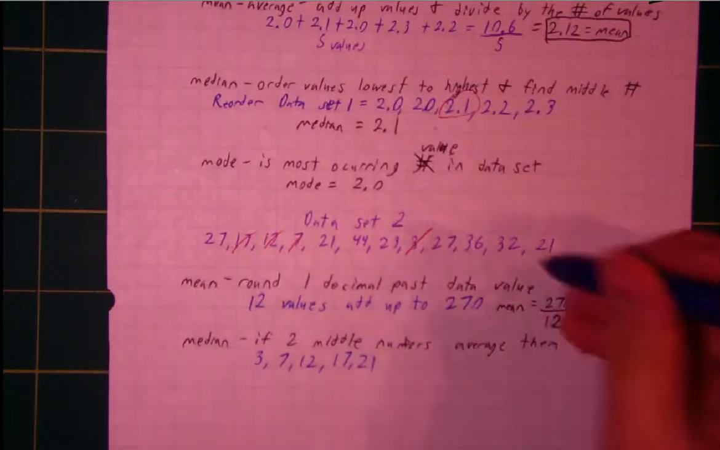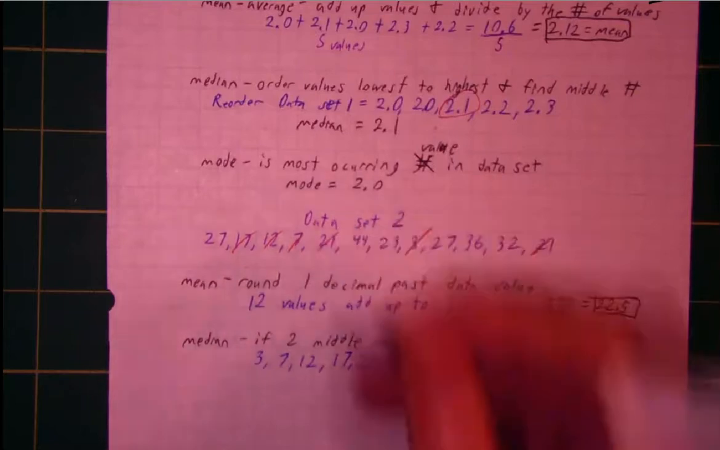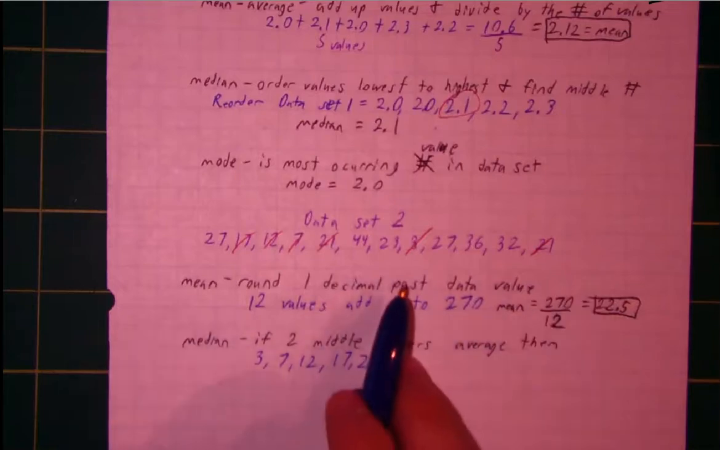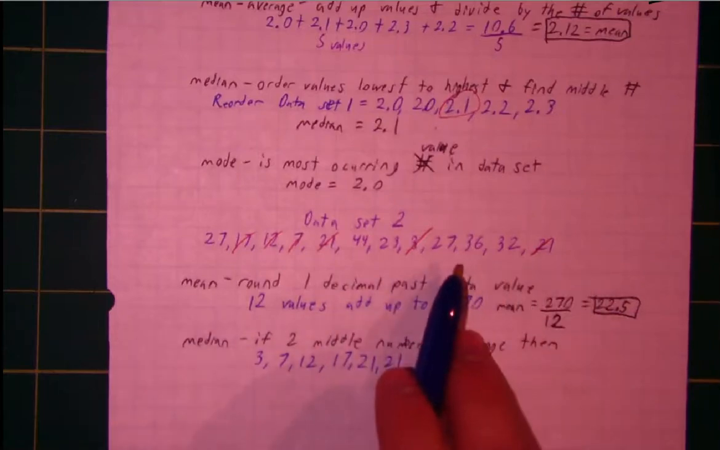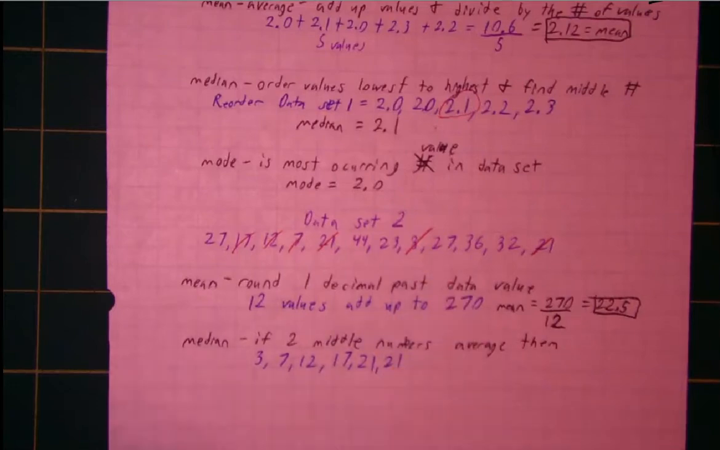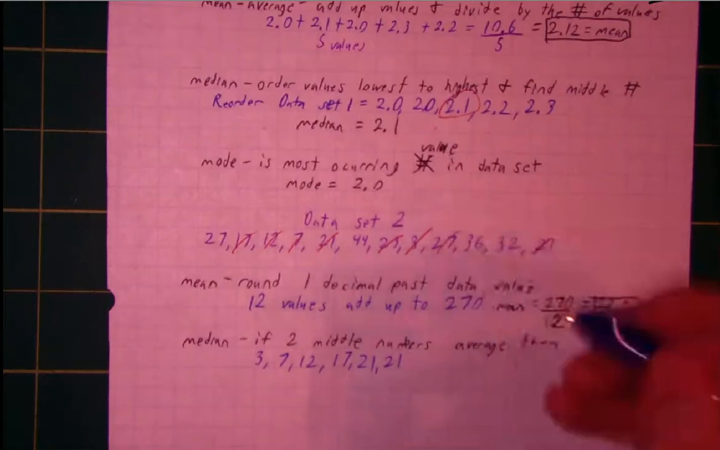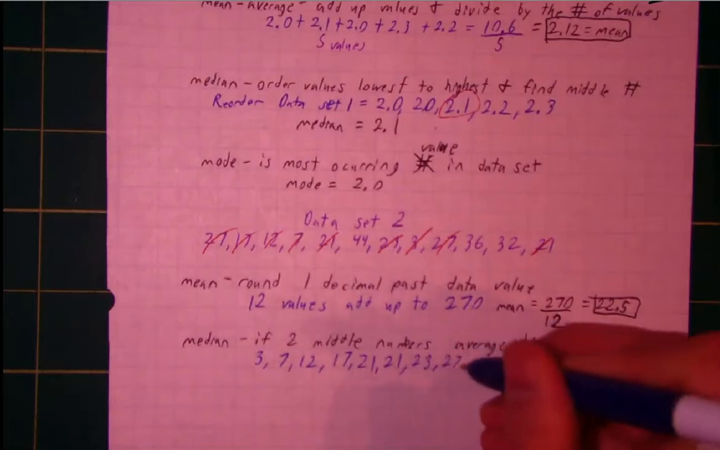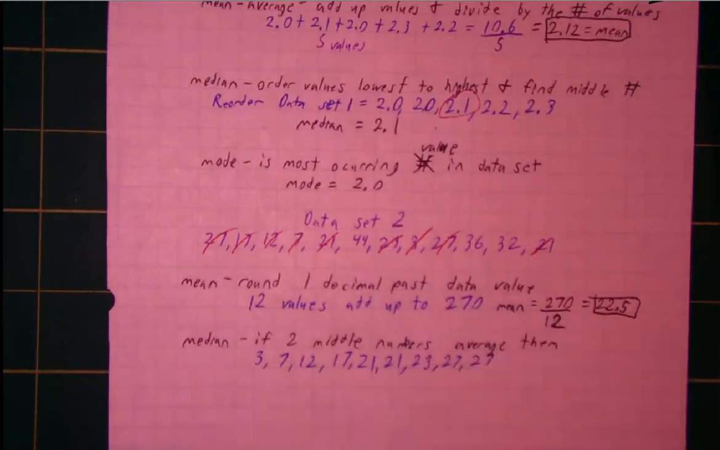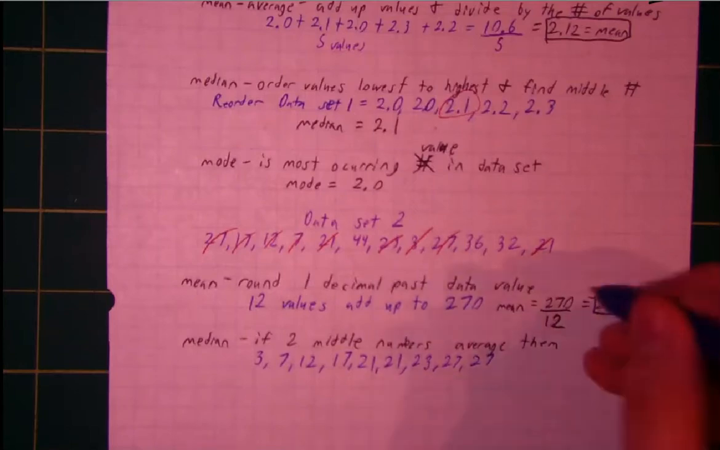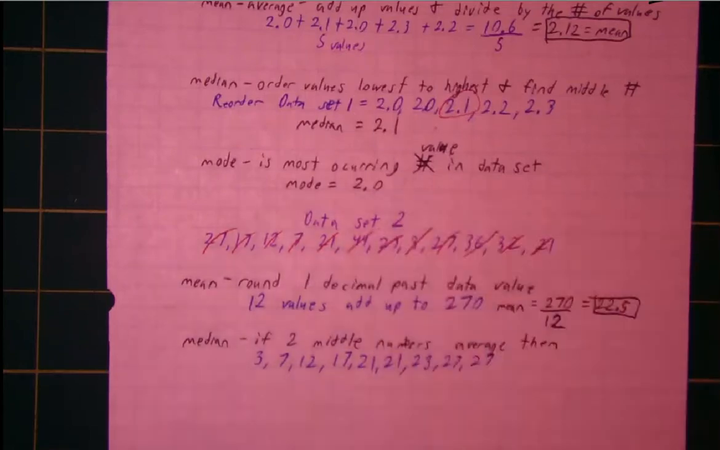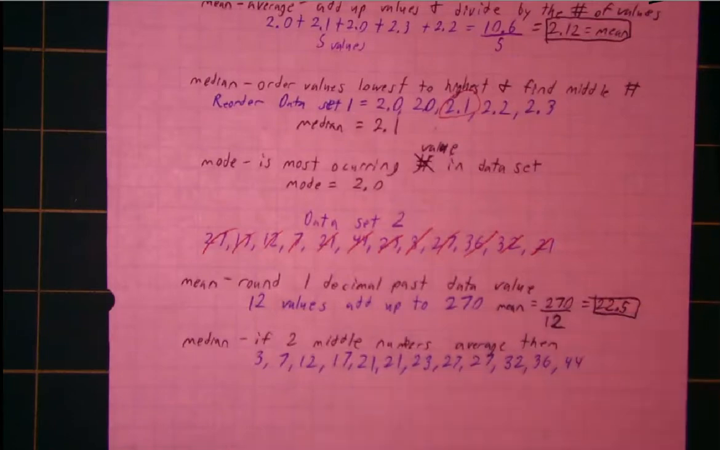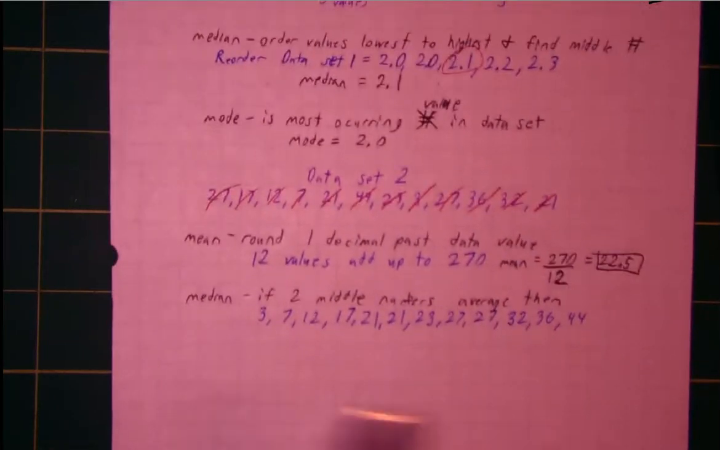And then after that, it looks like there is another 21, so we can write that one as well. So 21 again. And then after that, what's next if I look here? It looks like it is a 23 and then 2 27s. So let's write both of those down. 23, 27, and then 27 again. And then what do we have left? It looks like it's just 32, 36, and 44. And so there are 12 numbers here now that I've ordered it from lowest to highest.